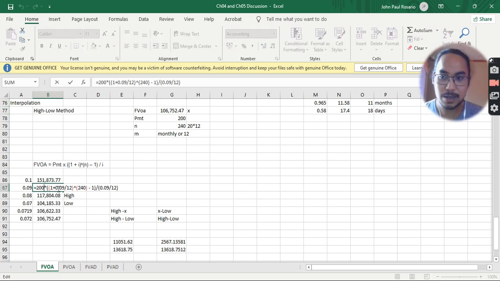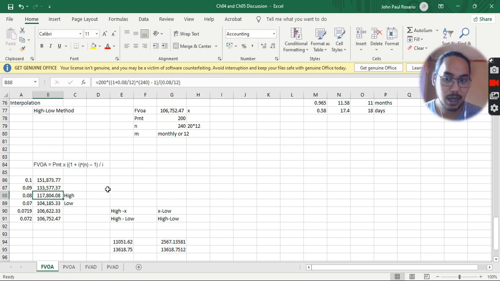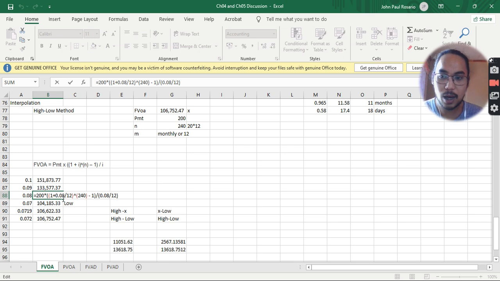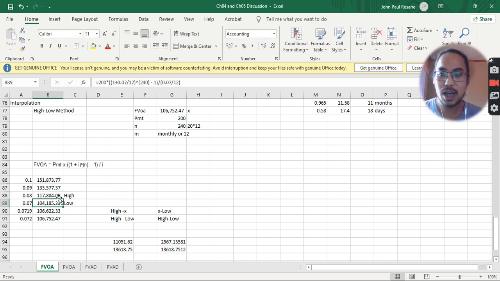So using the same formula but changing the interest rate to 9%, I got 133,000. Still taas pa gyud kapon kay siya sa kumpara sa akong target. So I went down more to 8%, and by using 8%, same formula, same values, except sa 8% na lang imong interest rate. What I got is 117,000 na value. So taas pa gyapon, so I need to go lower.